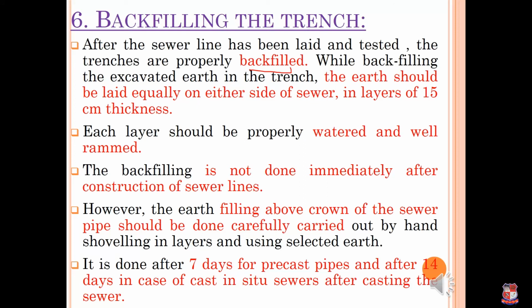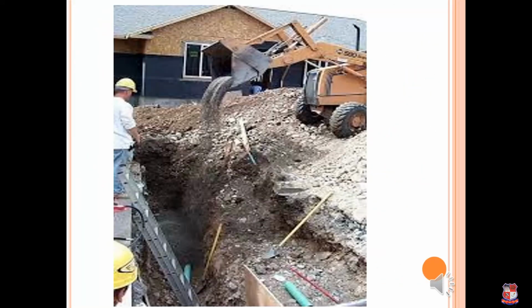For backfilling, the excavated earth in the trench should be laid equally on either side of the sewer in layers of 15 centimeter thickness, and each layer should be properly watered and well drained. Backfilling is not done immediately after construction of the sewer. However, the earth filling above the crown of the sewer pipe should be done carefully, because that is the top portion, and it is to be done by hand shoveling in layers using selected earth. It is done after 7 days for precast pipe, and generally after 14 days in the case of cast in situ sewers after casting. Here the backfilling is shown in the figure.